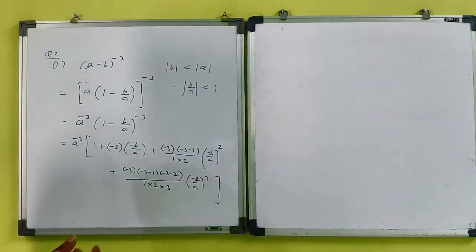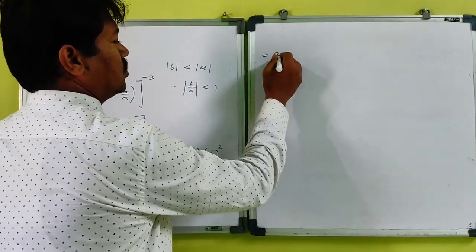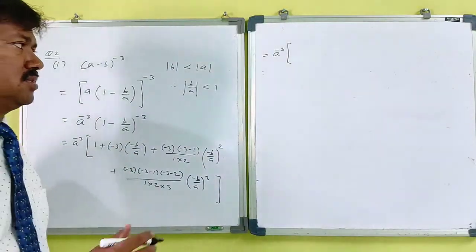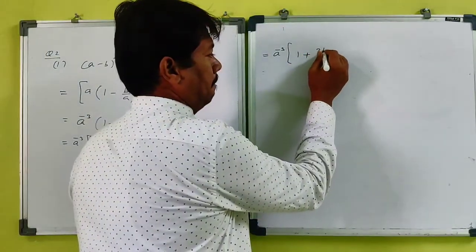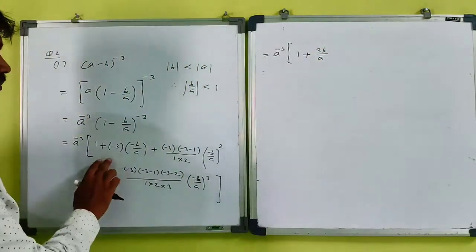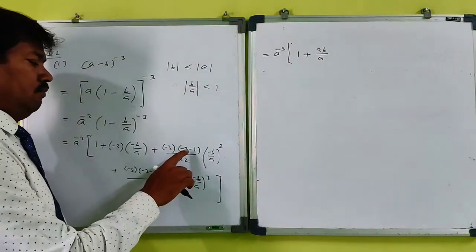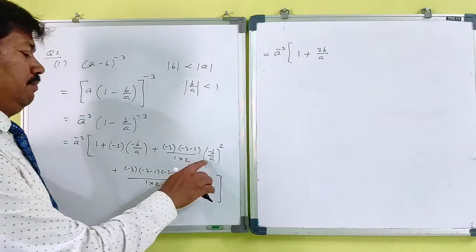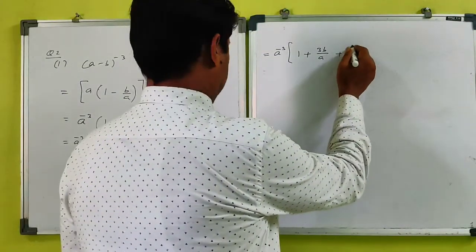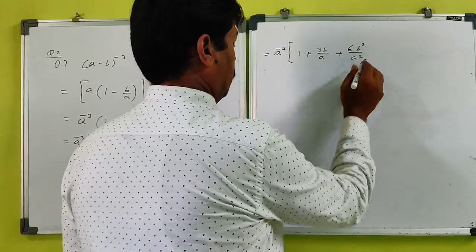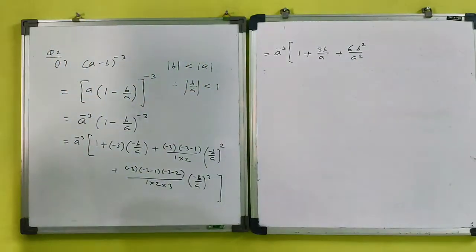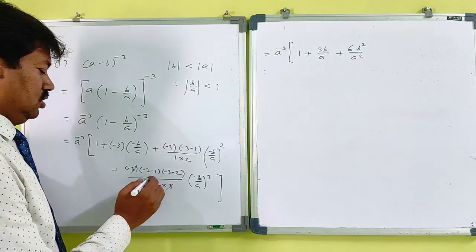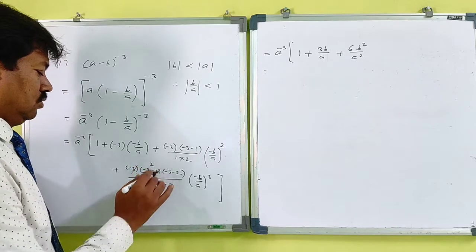You can further solve this as a raised to minus 3 as it is, and then this becomes 1 plus 3b by a, because minus becomes plus. Now this 4 cancels with this and becomes 2, 2 into 3 is 6, and this is again plus. So it is 6 b square upon a square. This one, 3 and 3 get cancelled, and this is 4, so that is 2.